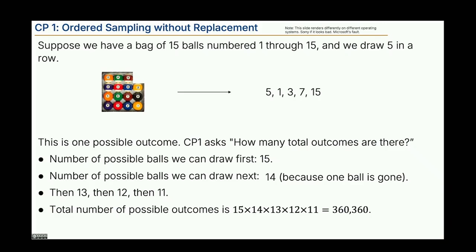If I were to draw 5 pool balls out of this bag of 15 balls here, and I tried to figure out how many different sequences, this is how many sequences.